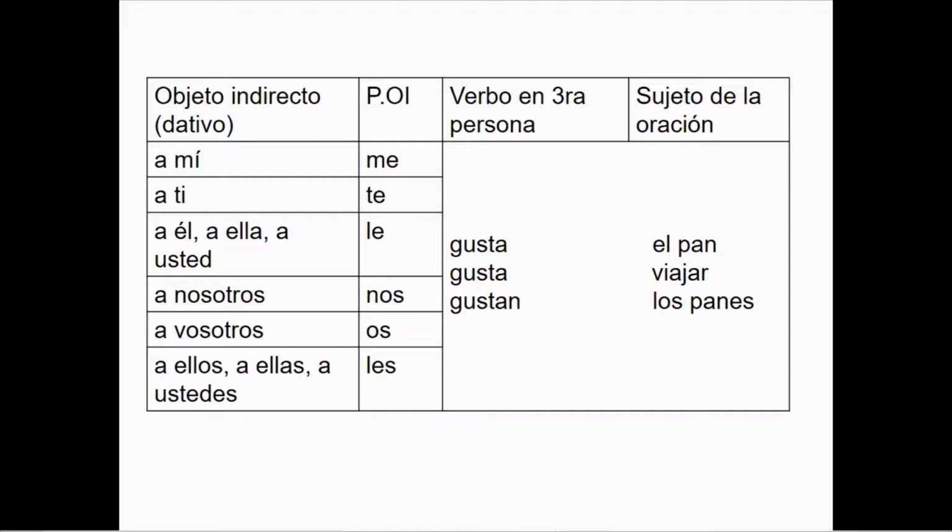In this table, we summarize the sentence structure of sentences with the verb gustar. A mí me gusta viajar. When what we like is an action or activity, the verb is in the infinitive with the verb gustar in singular. Me gusta viajar. And the action viajar is the subject of the sentence.